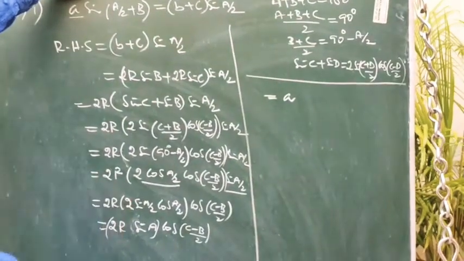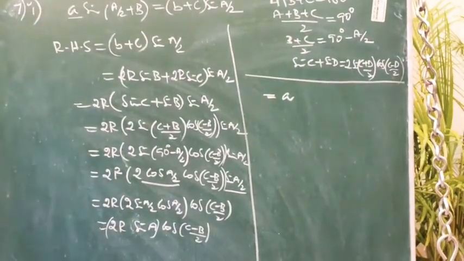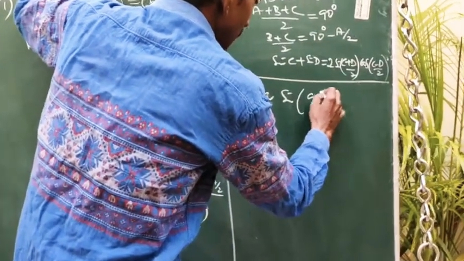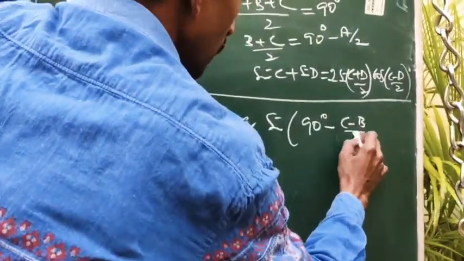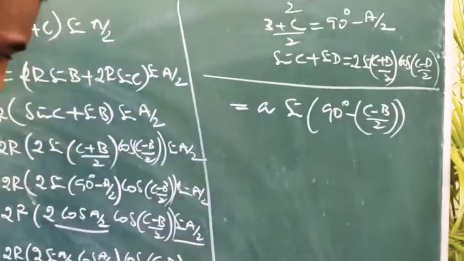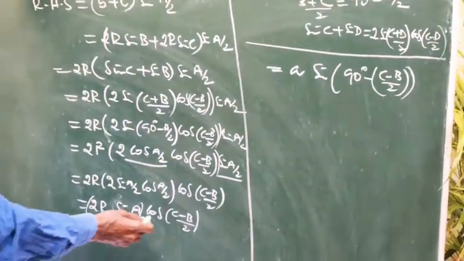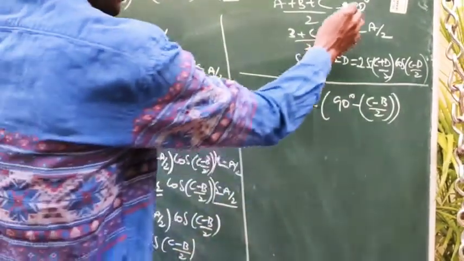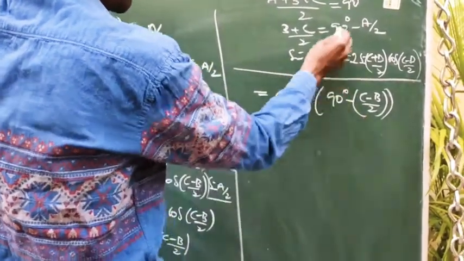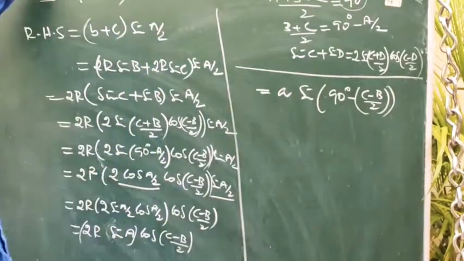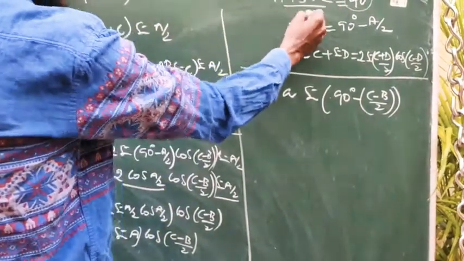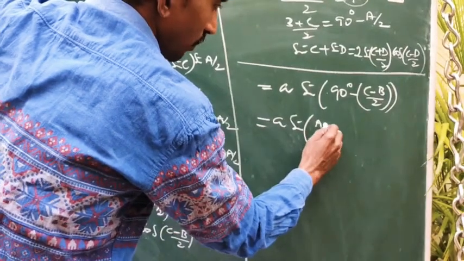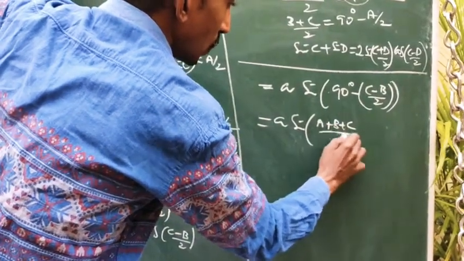Okay. Cos C minus B by 2, again it can be written as sin 90 minus theta. Consider C minus B by 2 as theta. Cos theta can be written as sin 90 minus theta. Okay. So again look at here. 90 degree is nothing but A plus B plus C by 2. So put it here, sin A plus B plus C by 2.